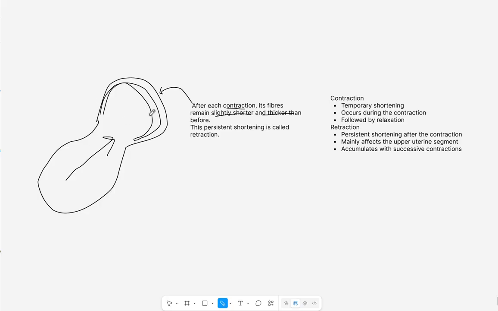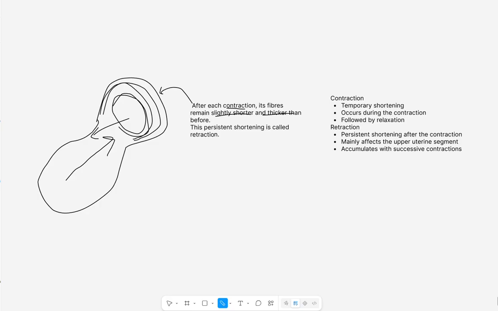Since it's constantly contracting, the fibers are getting thicker and the fibers are also getting slightly shorter. The retraction is basically pushing the fetus downward. So whatever the fetus here will be pushed downwards, the lower uterine segment and cervix will be pulled upward, and due to that there will be cervical effacement and dilatation also. It's going to reduce the uterine cavity after delivery. So there's spontaneous reduction of the uterine cavity after delivery, and it also compresses the maternal blood vessels after placental separation.